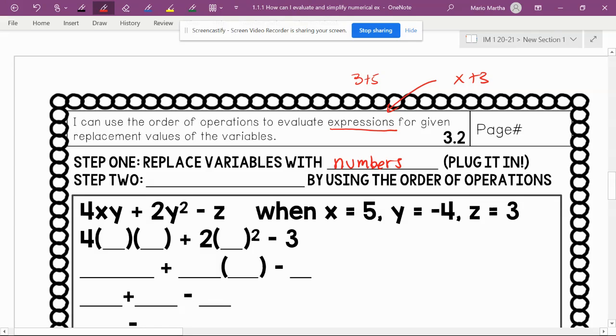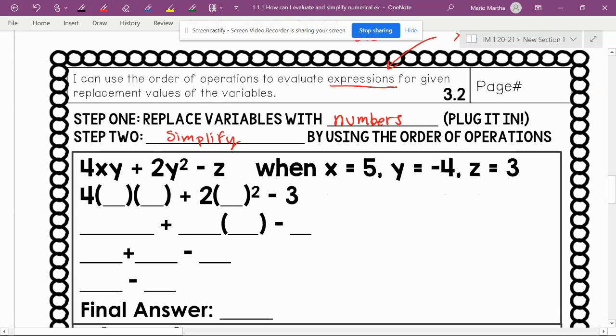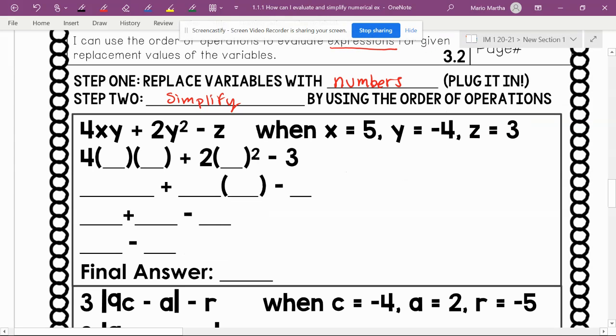Once you guys have that, you want to do step two, which is simplify. Simplify by using the order of operations. And that's pretty much as simple as that. So once we have that, we can move forward to evaluating expressions.